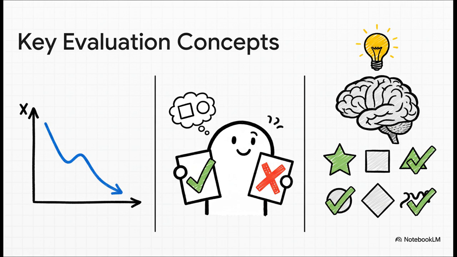But we have to be really careful of a common trap called overfitting. That's when the model gets an A+ on all of the practice tests, but then completely bombs the final exam because it just memorized the answers. The goal isn't memorization, it's generalization, the ability to perform well on new problems it's never seen before.